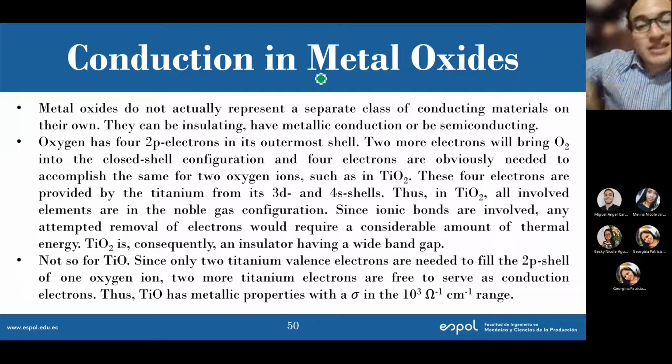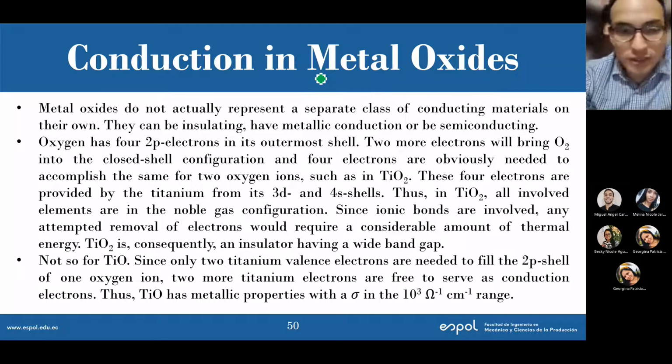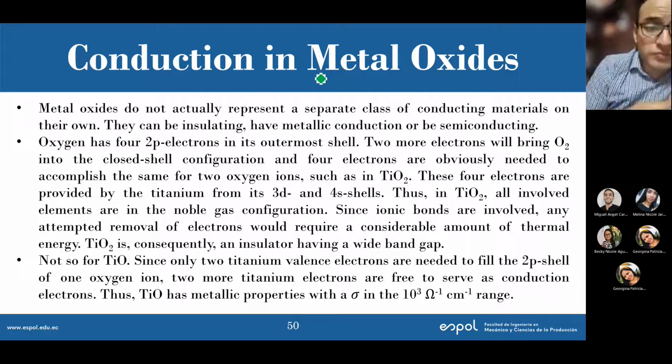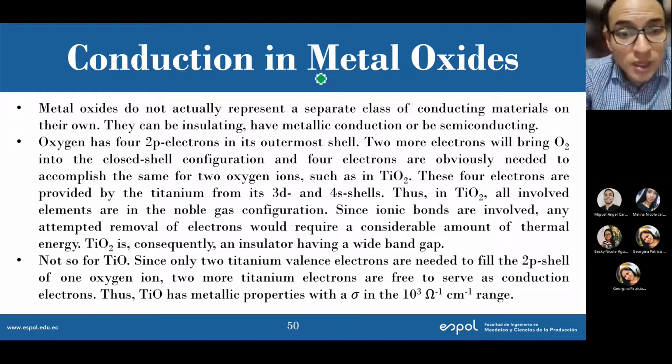And what's the magic about metal oxides? It's the oxygen itself, right? Because oxygen has 4 2p electrons. If you look at the electronic configuration, it has 4 2p electrons in its outermost shell. So if I bring 2 more electrons, I fill the p shell, and therefore everything gets filled and nicely arranged, right?